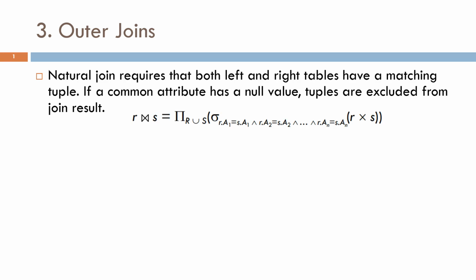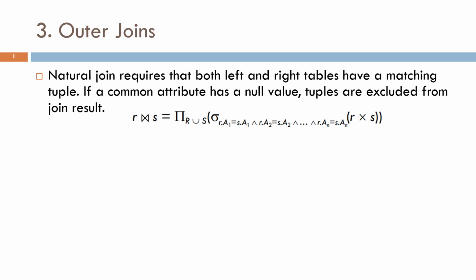Hello everyone. Let's continue to the last topic, outer joins. We have learned the natural join in the previous lesson. Natural join requires that both left and right tables must have a matching tuple based on the common attribute. R natural join S equals the projection of R union S attributes from the selection operation on common attributes R.A1 equal to S.A1, R.A2 equals S.A2, and so on, from the Cartesian product of R cross S.